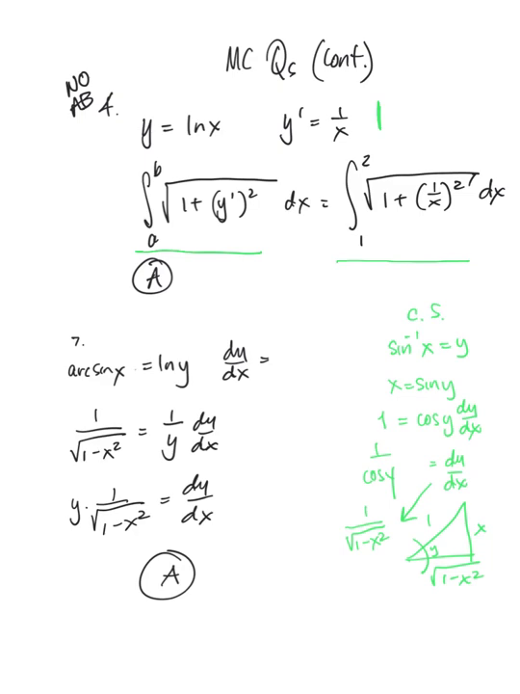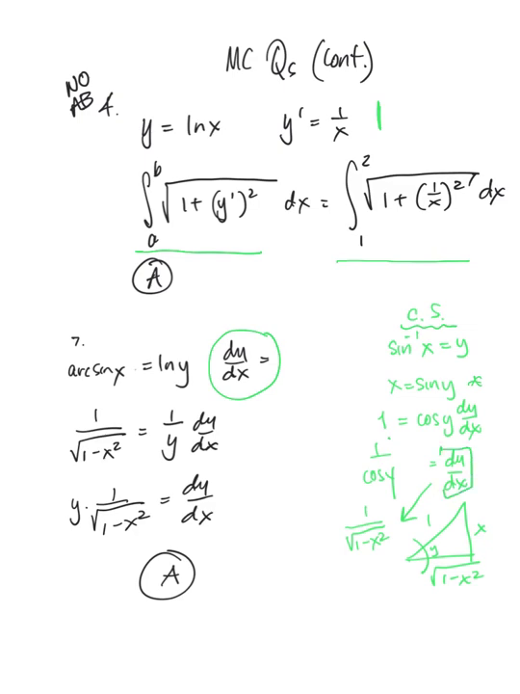Number 7 is both AB and BC. You're given arcsine of x equals ln of y, and you're looking for dy/dx of that expression. So a little chicken scratch over here. If I know inverse sine or arcsine of x equals y, let me rewrite that as x equals sine y. I'm going to differentiate both sides with respect to x, so I get 1 equals cosine y dy/dx, and then I'm going to solve for dy/dx.